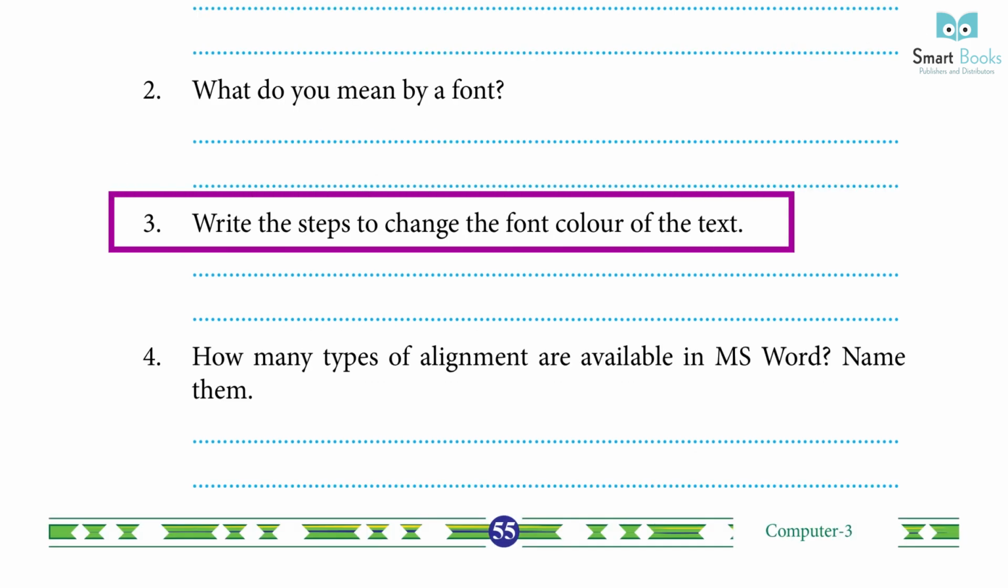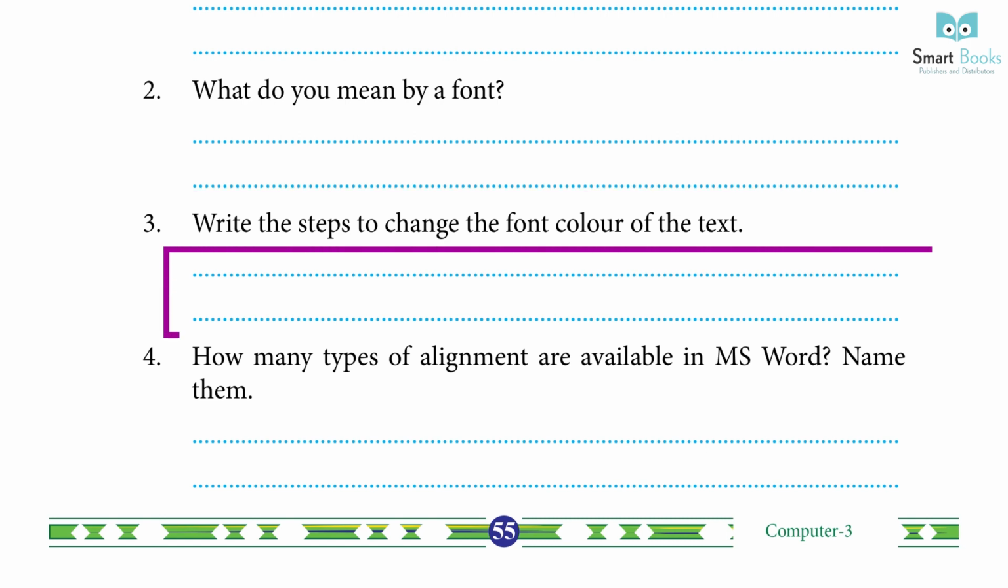3. Write the steps to change the font color of the text. Answer: The steps to change the font color of the text. 1. Select the text whose color you want to change. 2. On the Home tab, click the Font Color drop-down arrow. The font color menu appears. 3. With the help of the mouse, select the font color you want to use. The font color will change for the selected text.